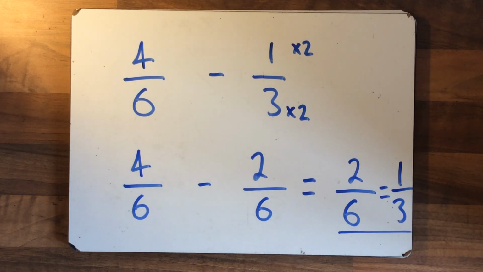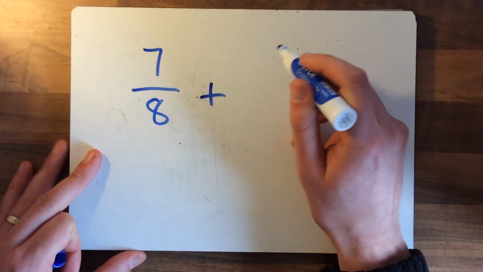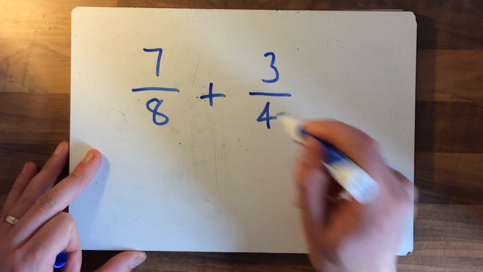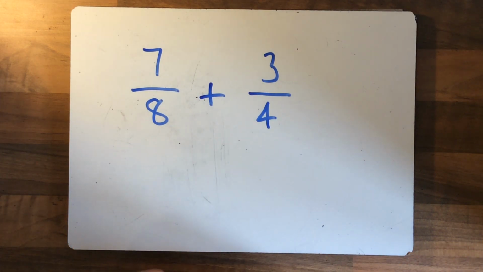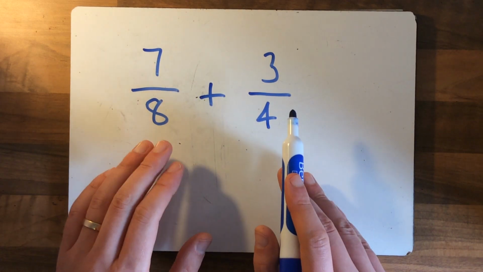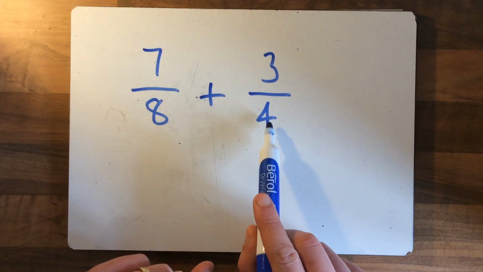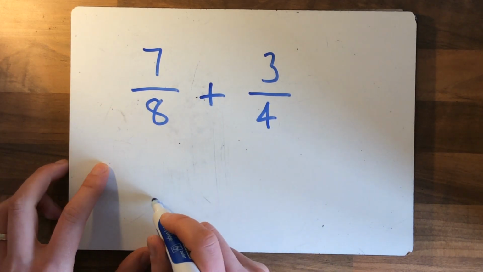Okay, let's have a look at a different one. Okay, let's have a look at 7/8 and 3/4. So I will talk you through this one and you can do one in a moment. So we need to find a denominator that goes into both of these. So we could times these two together, couldn't we, to get to 32. However, there's a smaller number that is in both of these times tables. So 4 and 8. The denominator we can get them to is 8.